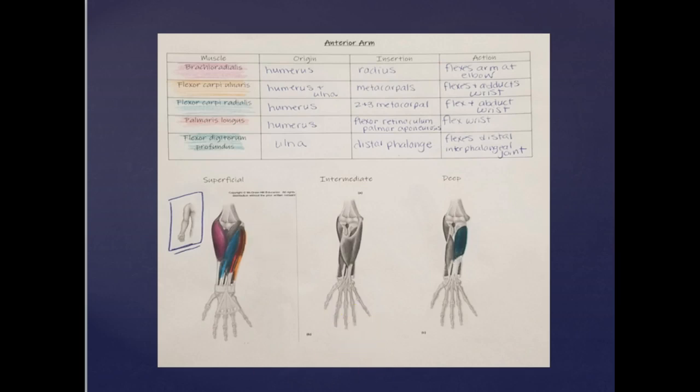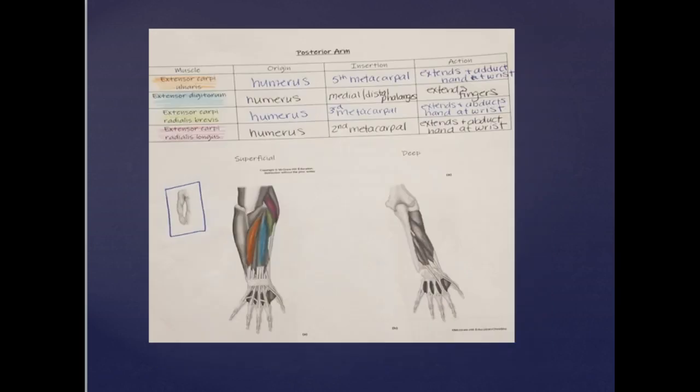Moving right along to posterior arm. So again, look at the diagram. You're going to be looking at the back side of the hand. So if you were in the anatomical position, you'd be looking at it from the back. You have your extensor carpi ulnaris, which actually sits right next to the flexor, except it's going around on the other side. These are all going to be extending muscles, hence the extensor name.